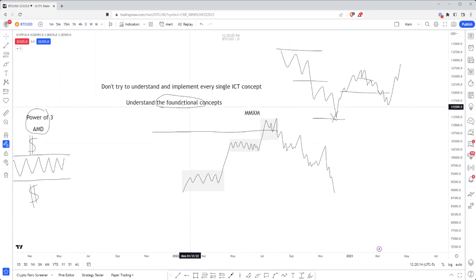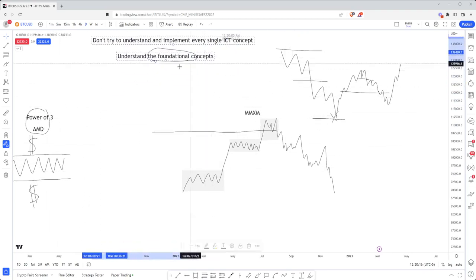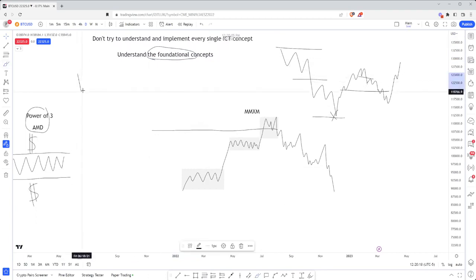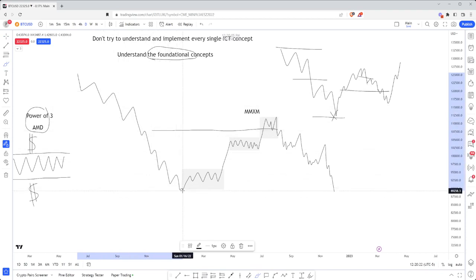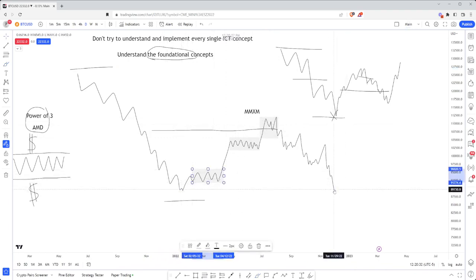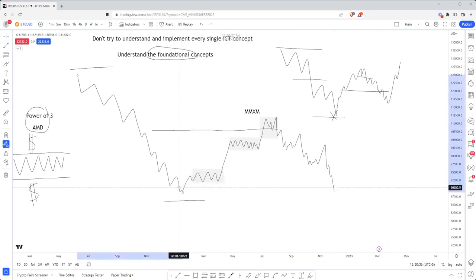Maybe in this example right here, let's say we had a big push down, and this was your external range, this to this. You came back up, had a market maker model, and let's make this box. I'm trying to draw this for education here.